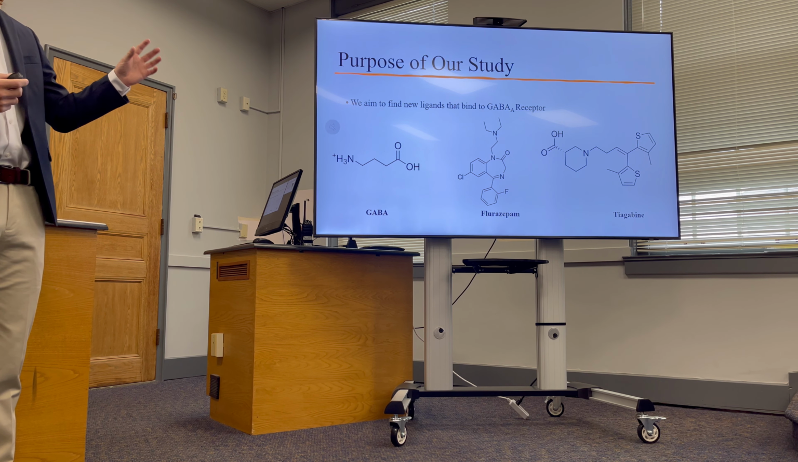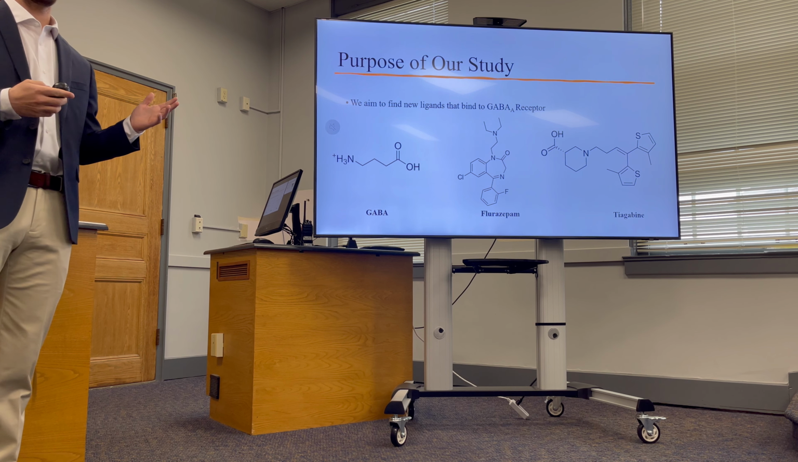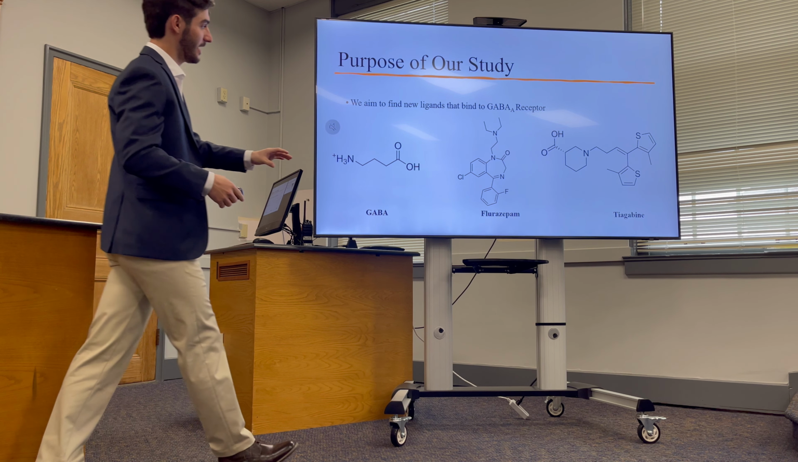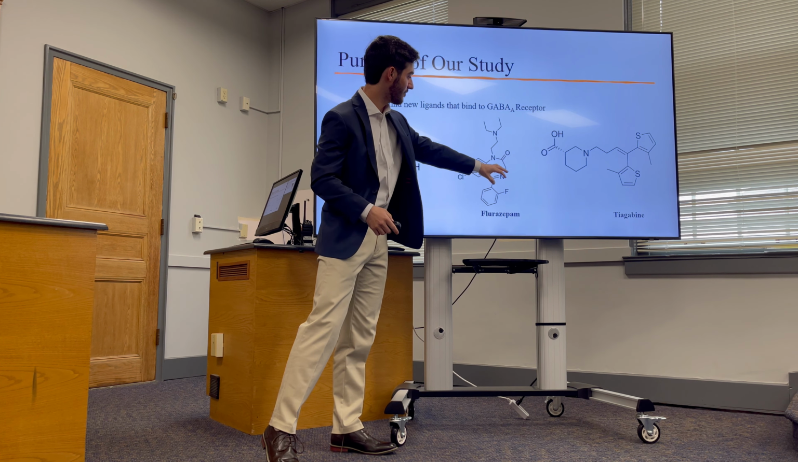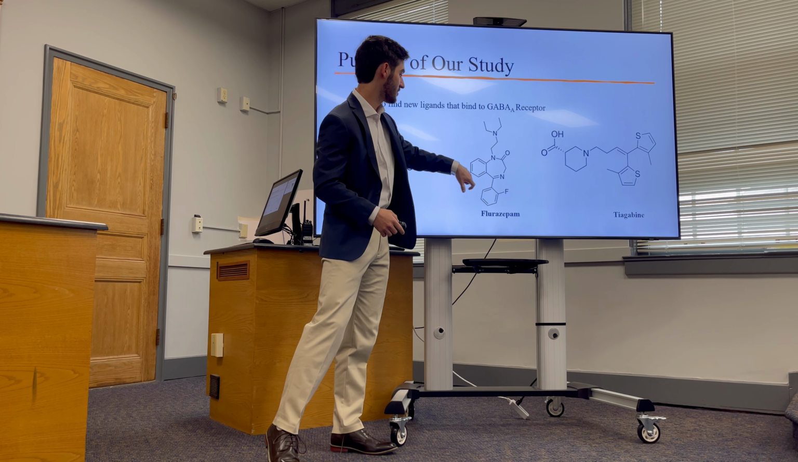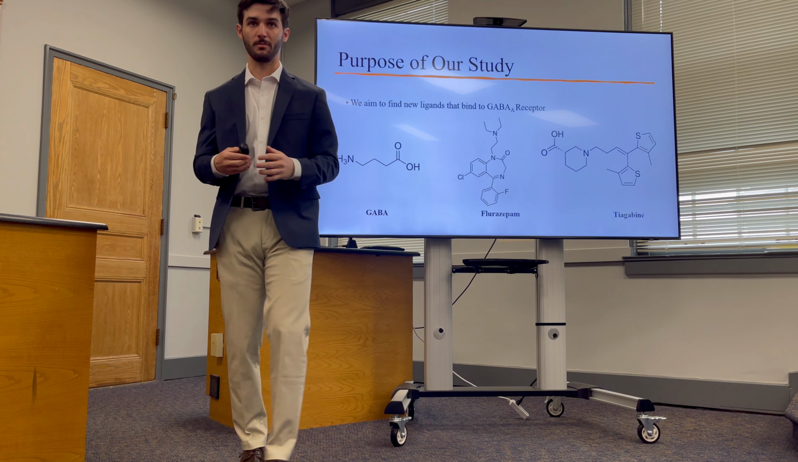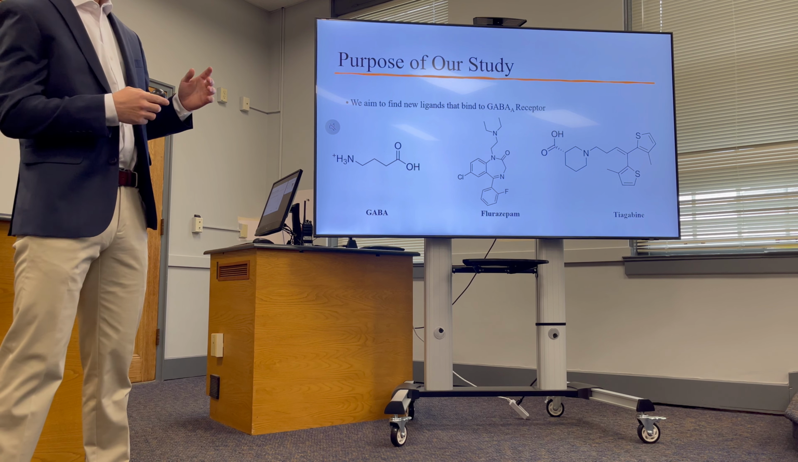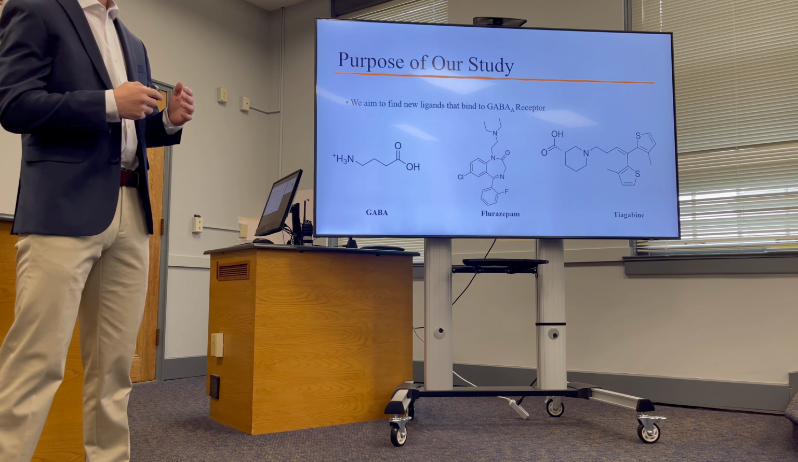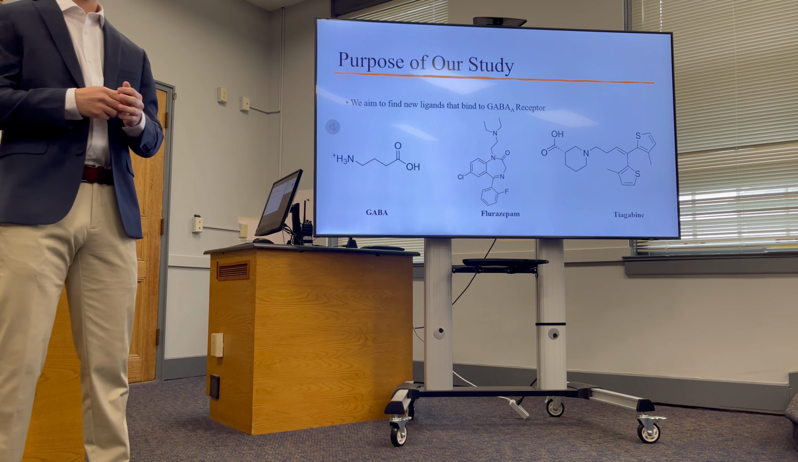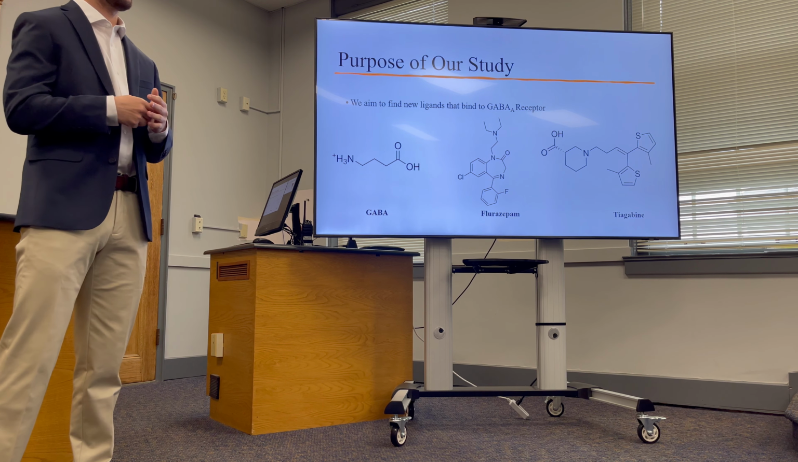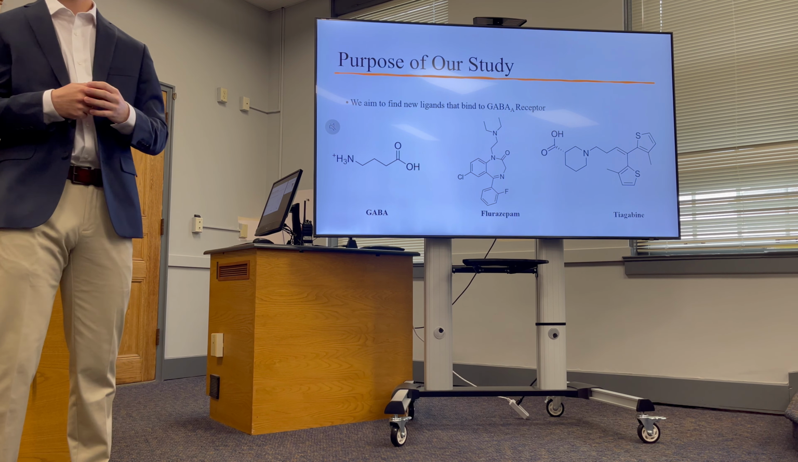And the other 2 we have here are flurazepam, which is a benzodiazepine. You can see that similar structure of the 6-membered ring, the 7-membered ring, and the other 6, and it has 4 different substituents branched off it. And the last one is tiagabine, which is a drug that is used to help patients who suffer from seizures.